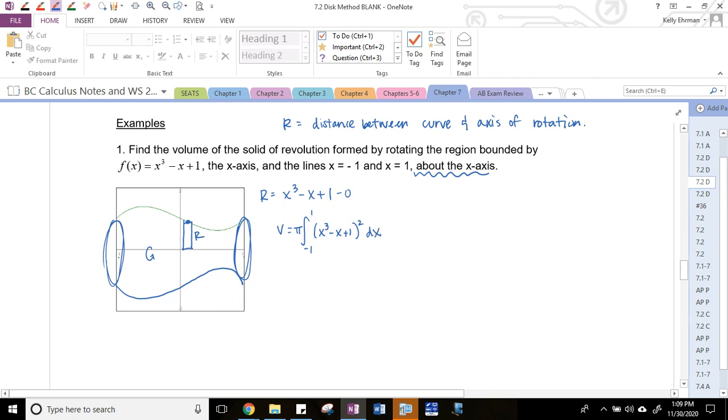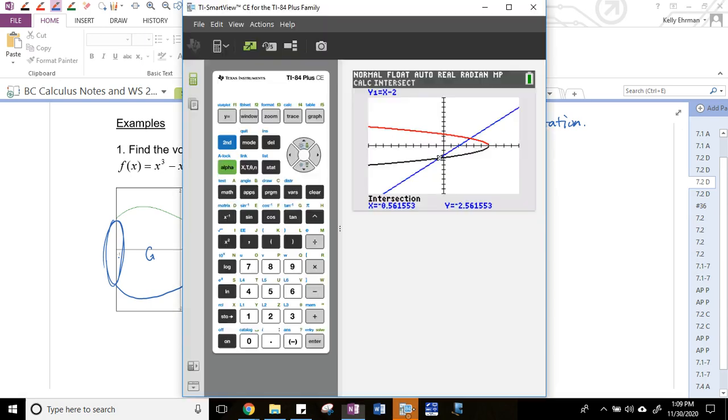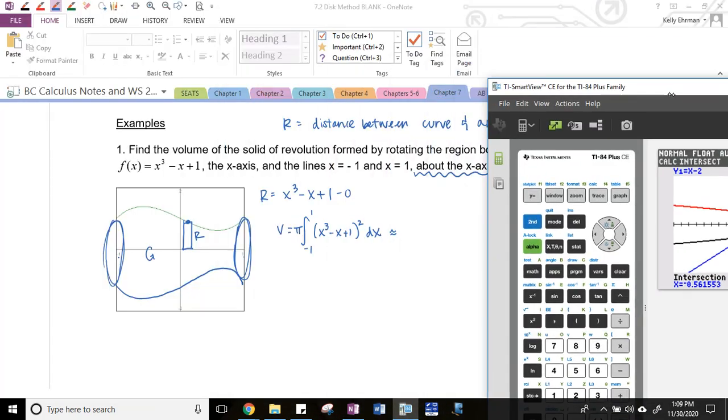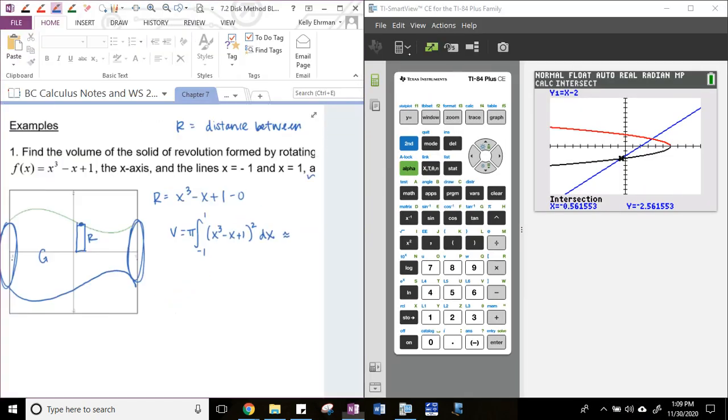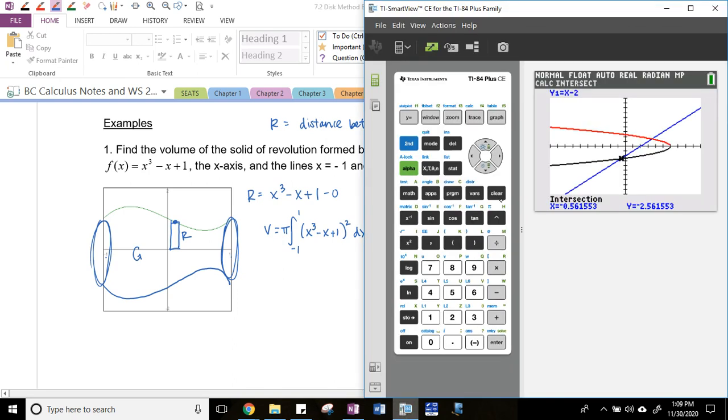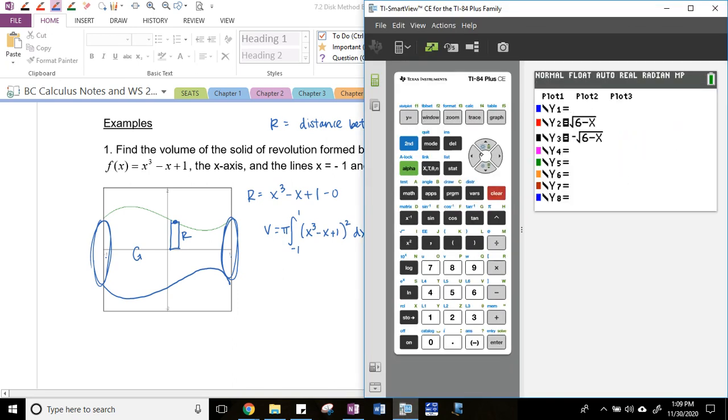And I'm going to use my calculator because, again, these are usually on the calculator part, but just like with area, I just don't want to run out of time, to be honest. I want to get through as many examples as we can. All right, so all I'm doing is, I don't even need the graph.